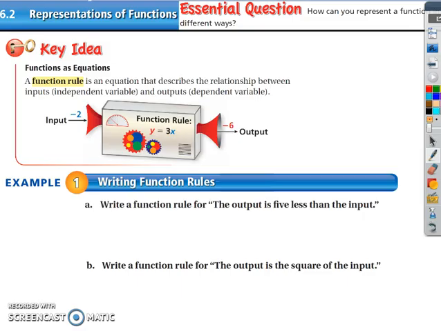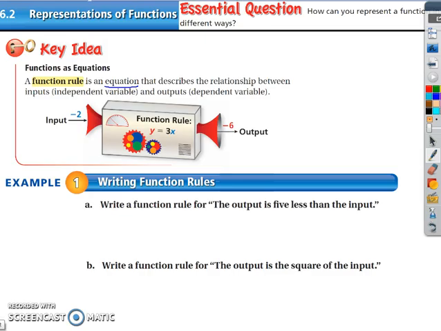So for example, if I put in the -2 to this kind of function machine, I should expect to be getting the same output of -6 every single time, regardless of how many times I put that -2 in. So if x equals -2 in my equation, y equals -6 every single time. A function rule is just another way for us to describe an equation.